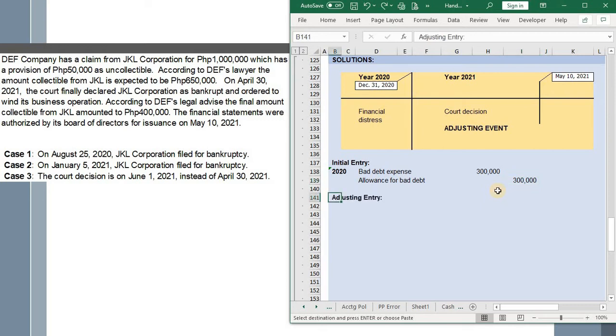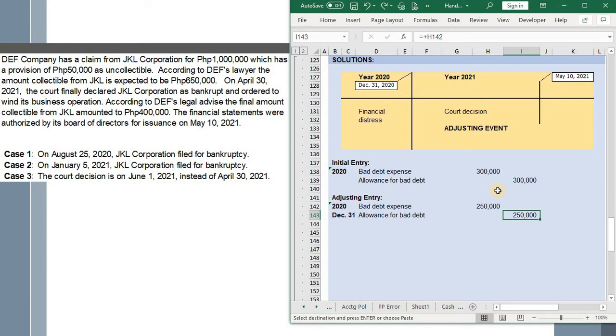So that will be the adjusting entry on December 31, 2020, by debiting bad debt expense for 250,000 pesos and crediting allowance for bad debt for 250,000 pesos. And since the 400,000 pesos is already the final amount collectible, and it means that the 600,000 pesos will no longer be collectible, there is a need to write off the 600,000 pesos.